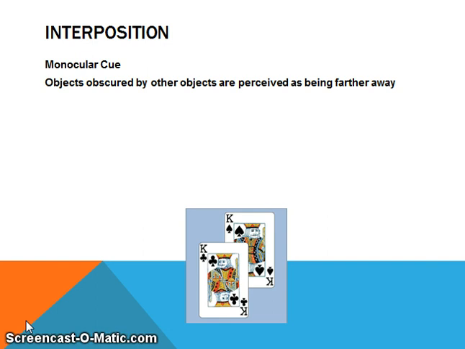Objects obscured by other objects are perceived as being farther away. So, me being the top king and closer to everybody, you can see me and I block the view of the haters.